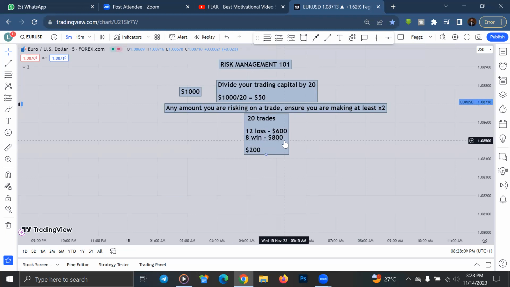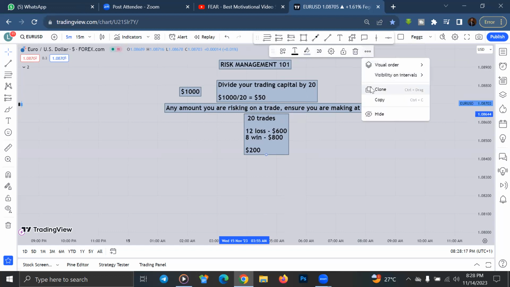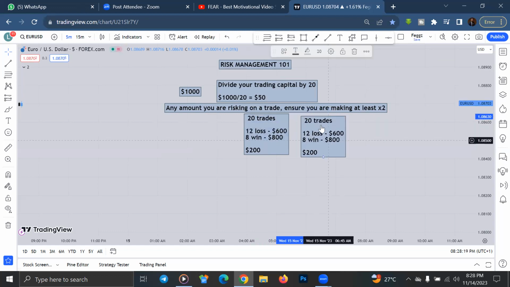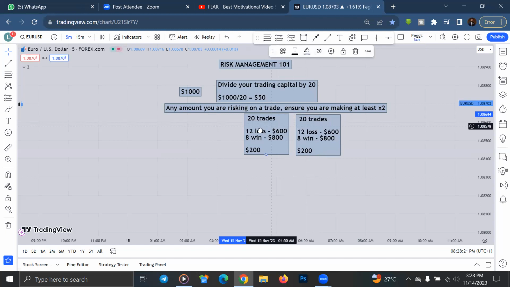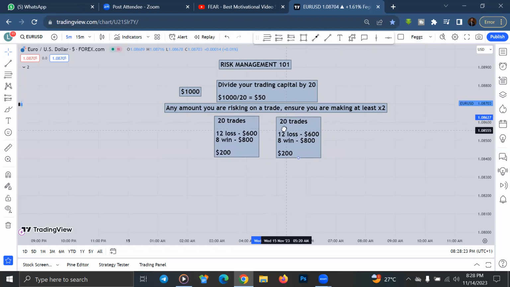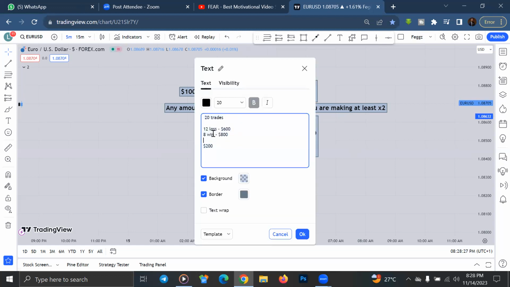Let me copy this and let me clear this. Let's say out of these 20 trades, let me make this neat. Let's say I lose 13. I want to show us something. Let's say I lose 13, which means I won 7 trades.